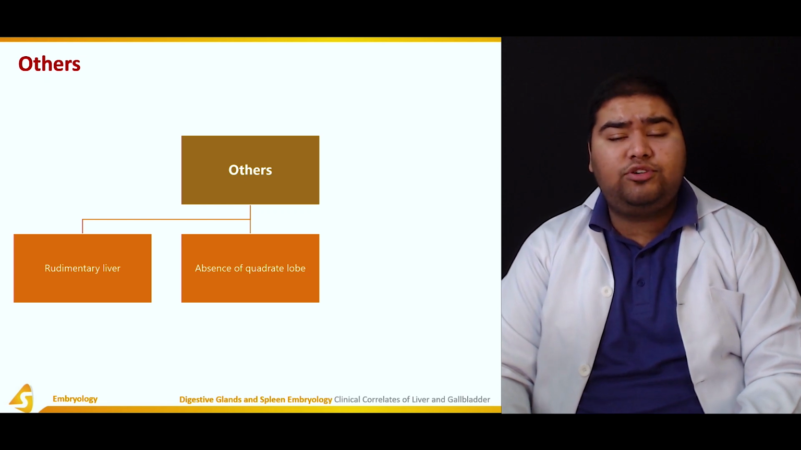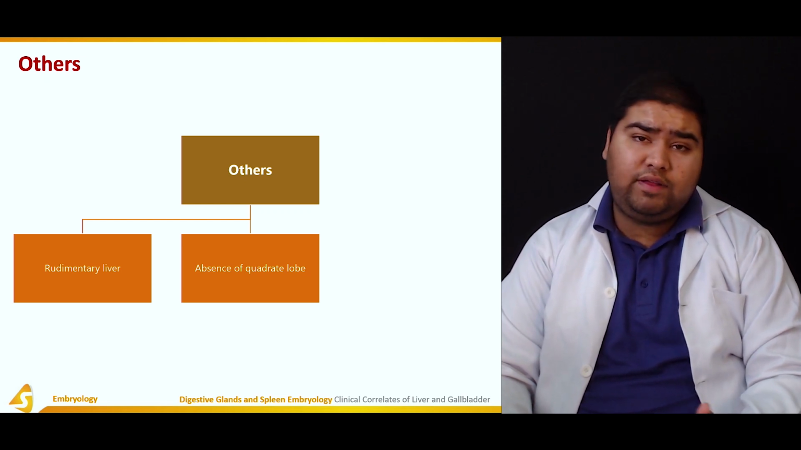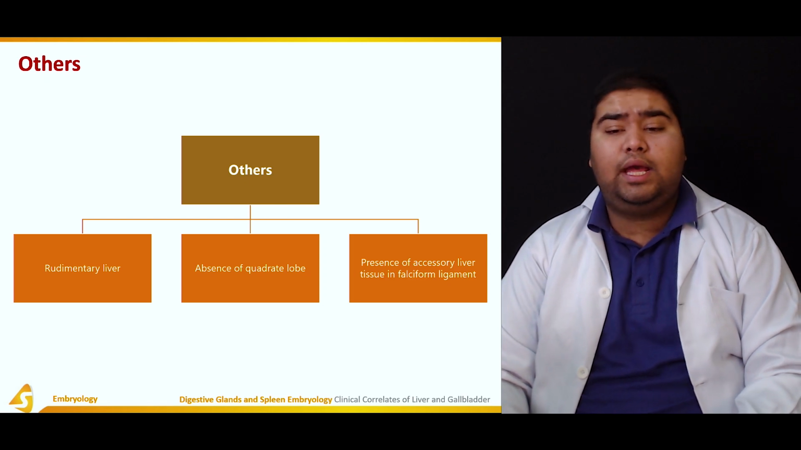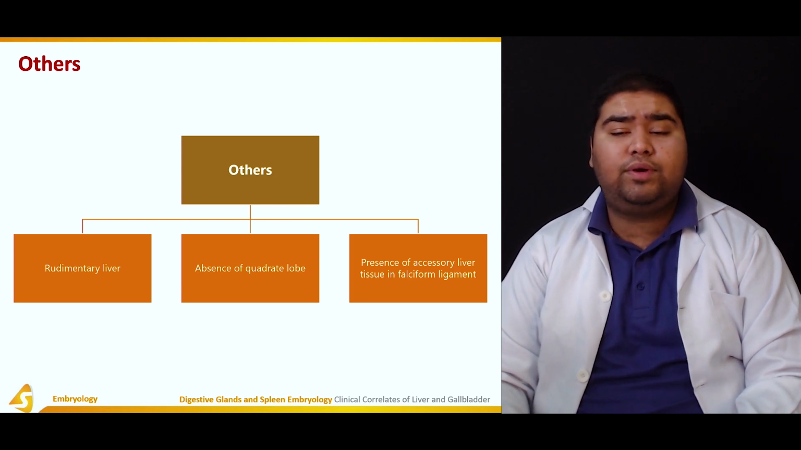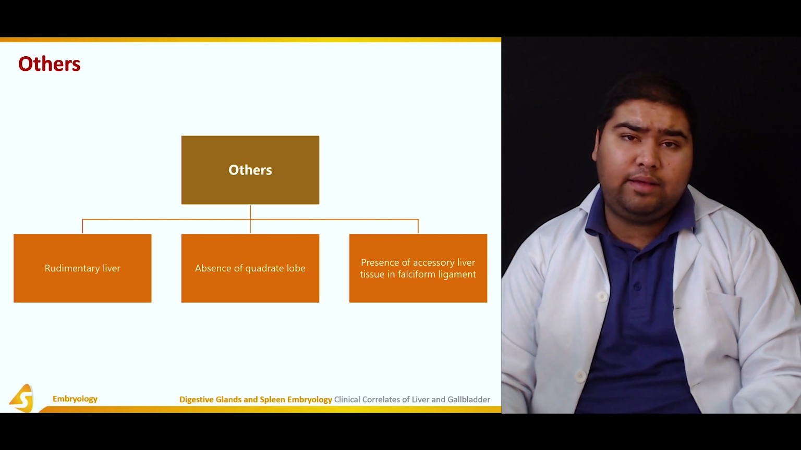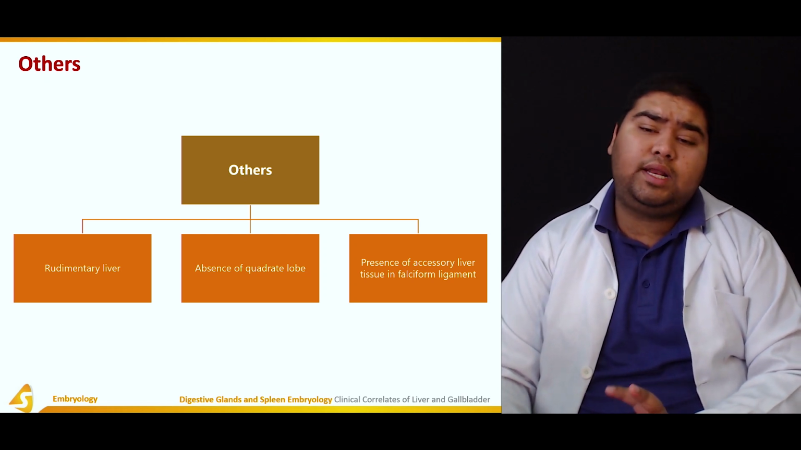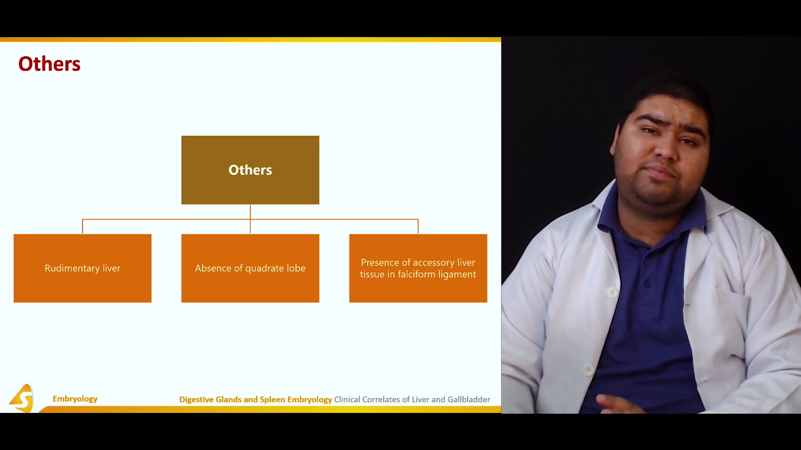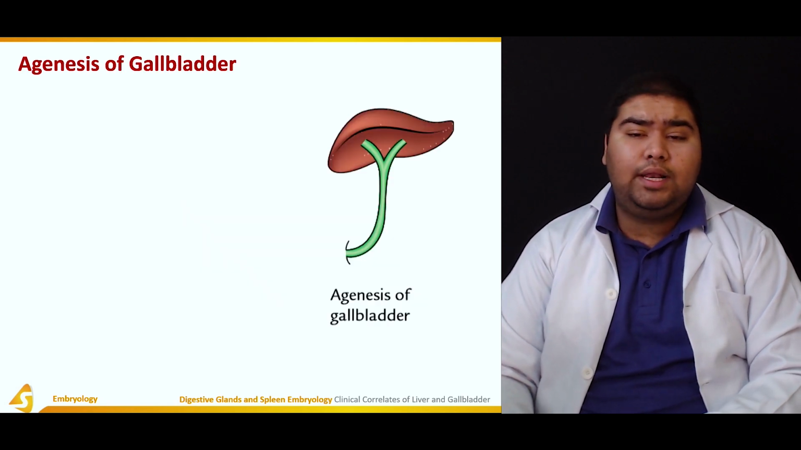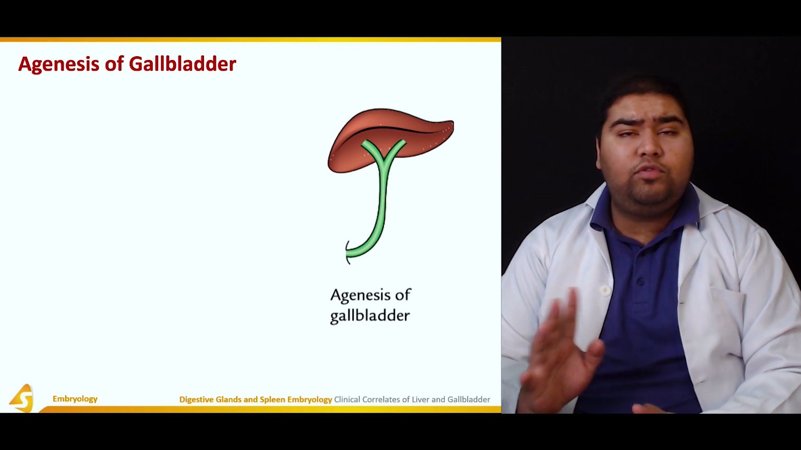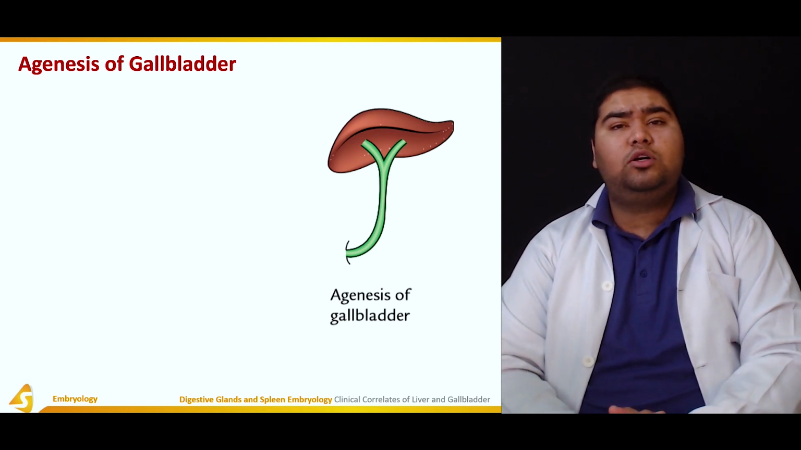Absence of the quadrate lobe of liver, it's a lobe of liver that may be absent, and presence of accessory liver tissue in the falciform ligament, again a developmental anomaly. Some ectopic liver or accessory liver is present within the falciform ligament. Now moving towards the anomalies of the gallbladder.